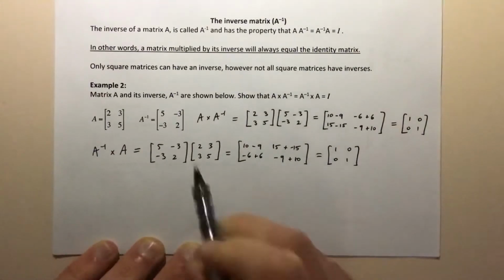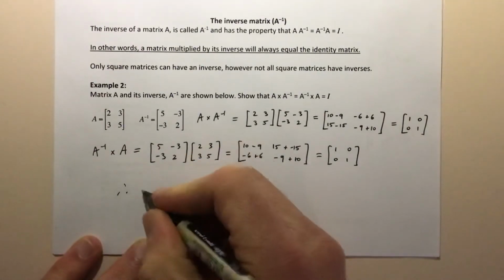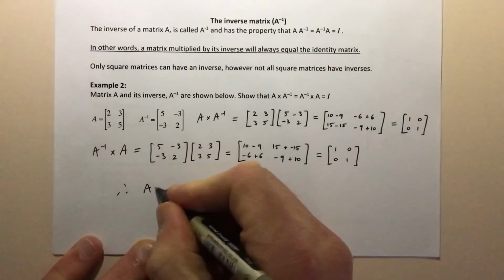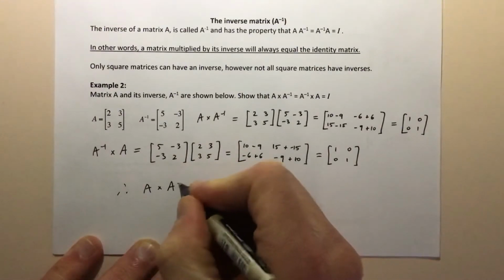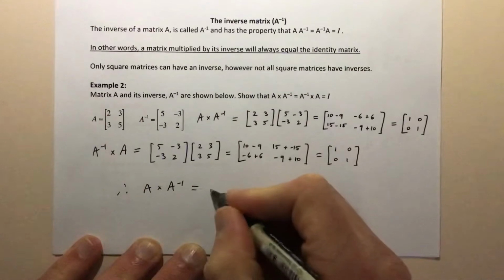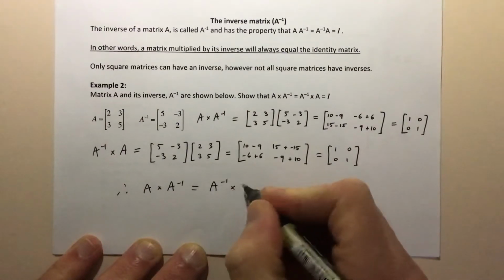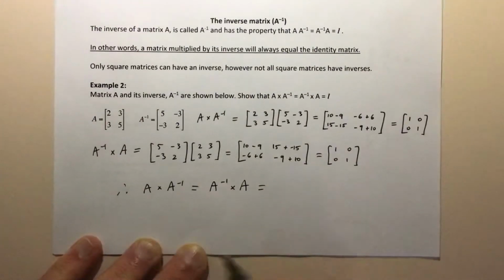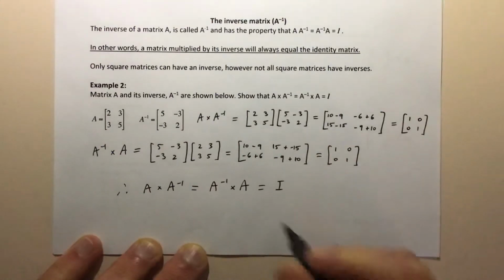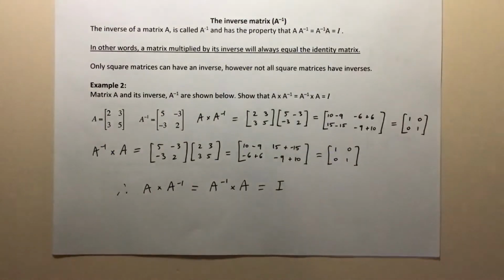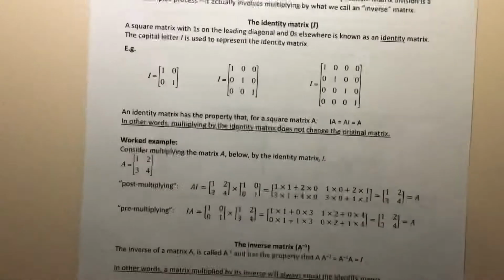So we've demonstrated that both of these multiplications are equal to, well, they're equal to each other, so I can say that is true, but they both equal the identity matrix, which is what we were required to show. Okay.